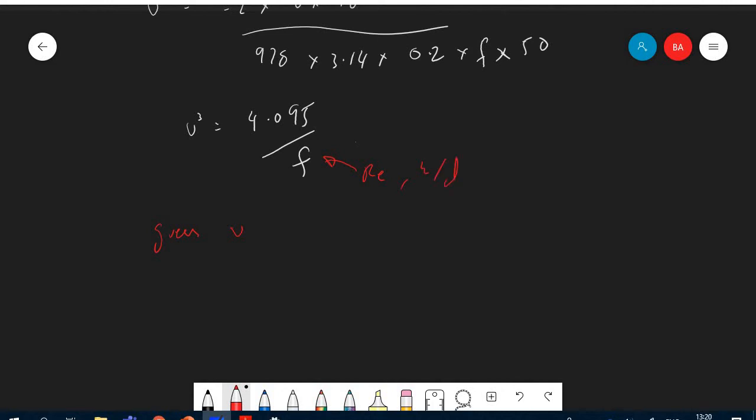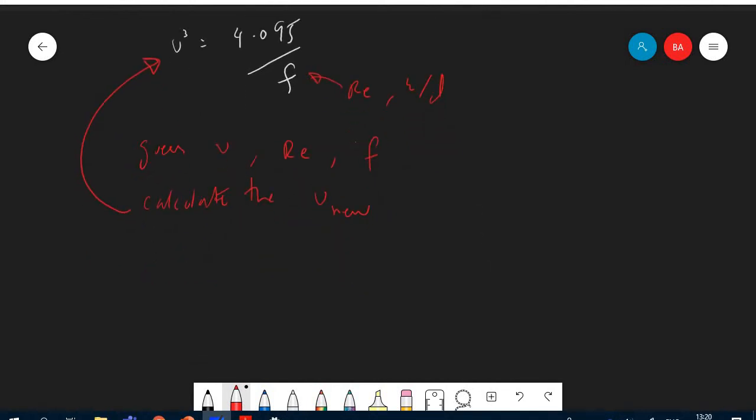So what I need to do, I already have e over d, so I need to get u. By guessing u, I will get the Reynolds number, and then I will get the f number, and then I'm going to calculate the new u, depending on which equation from this equation. And then I'm going to ask, is my new u minus the old u the same or not?